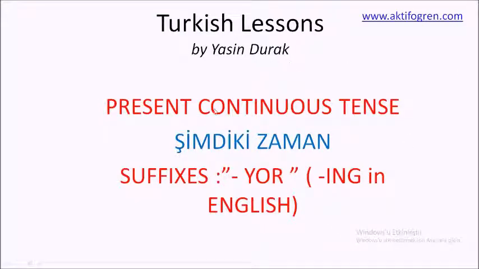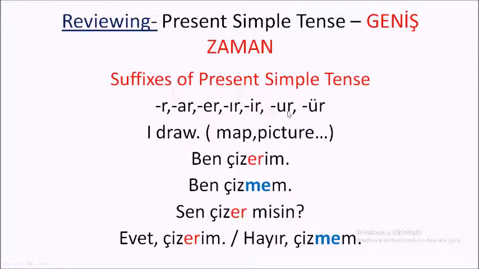Today guys, I'm going to focus on present continuous tense, which means the actions that are happening at the moment. And in Turkish for this title we say şimdiki zaman. Şimdiki zaman. And the only suffix we use for this tense here is yor, Y-O-R. In English, it is the ing form. Okay, so let's try to preview the previous lesson, what we learned in the previous lesson.